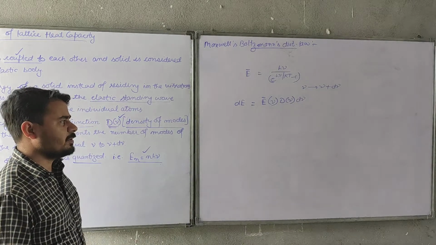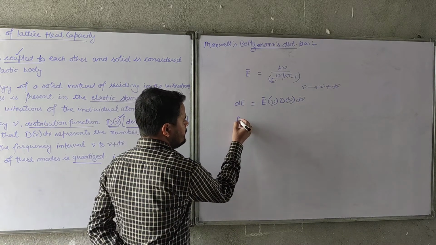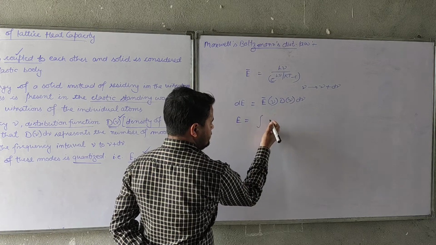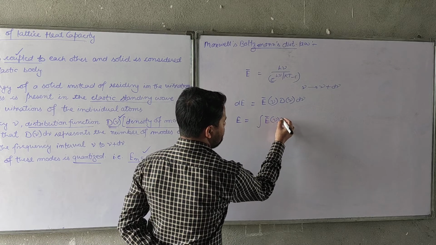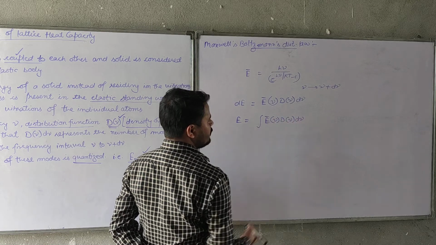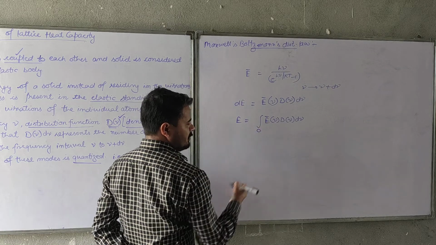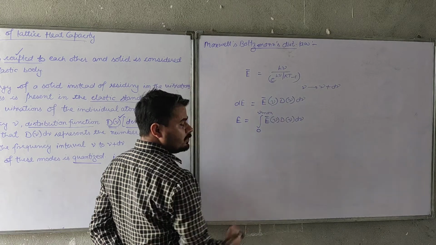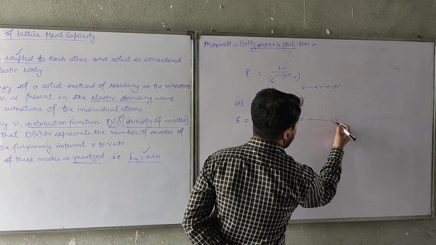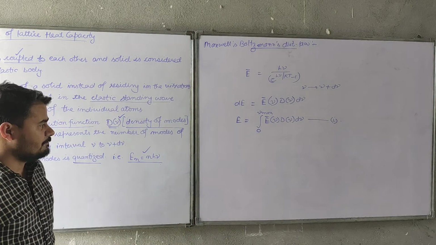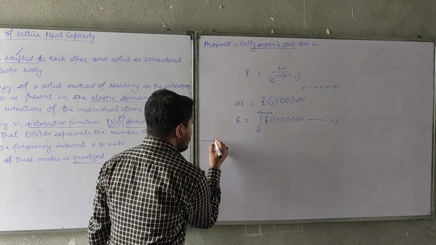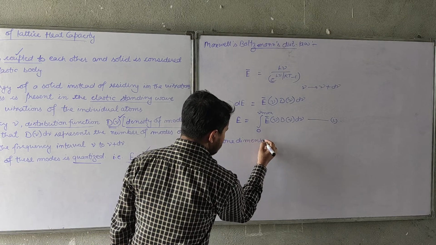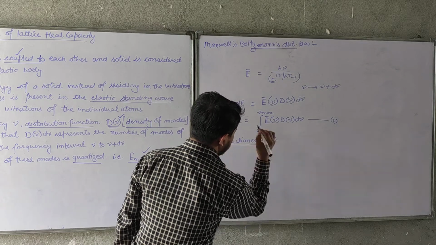And if we want to calculate the total energy E of lattice, it will be equal to the integral of this factor, that is E bar of nu into D of nu into d nu, from the minimum frequency of solids, that is 0, to the maximum frequency, say nu max. Let us put this equation as number 1. After this, we will study the case firstly for one-dimensional wave oscillations.